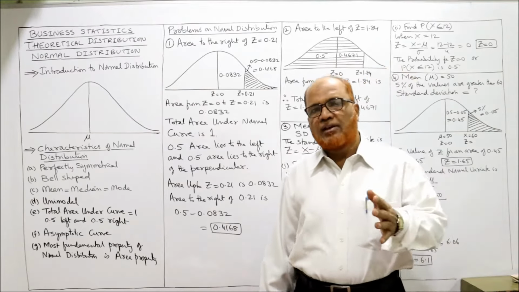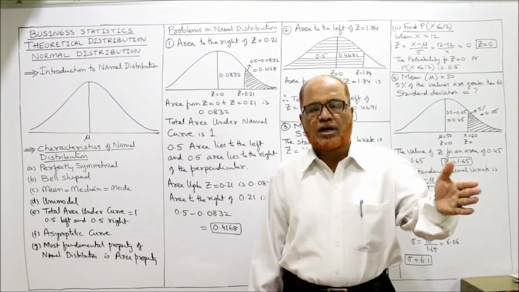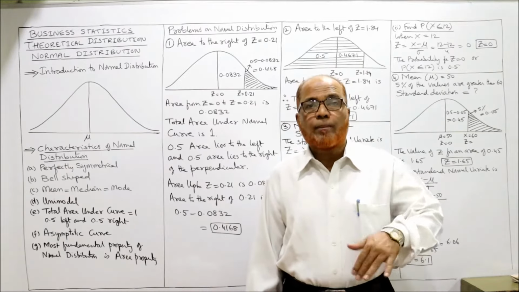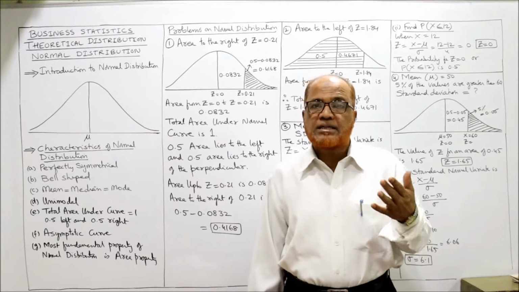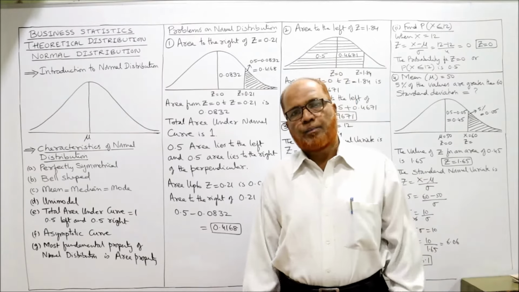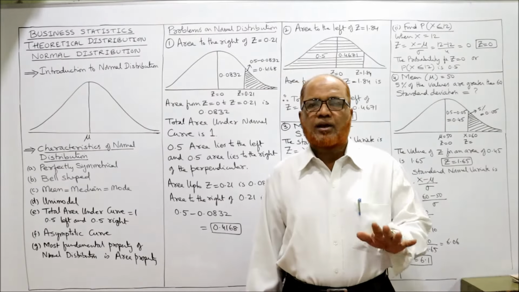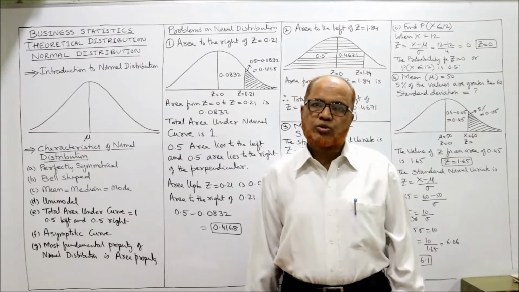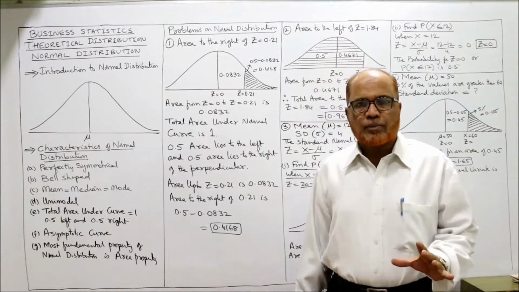So comparatively, if we compare this normal distribution with binomial and Poisson, the normal distribution has more practical applicability than binomial and Poisson. If we compare all three, the most important is the normal distribution. Now we'll start the problems.